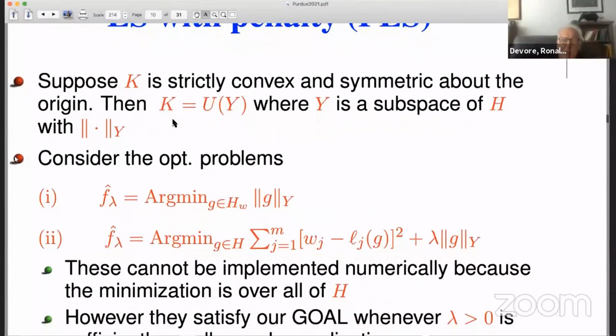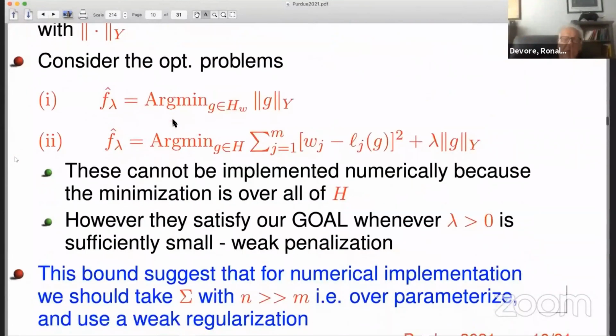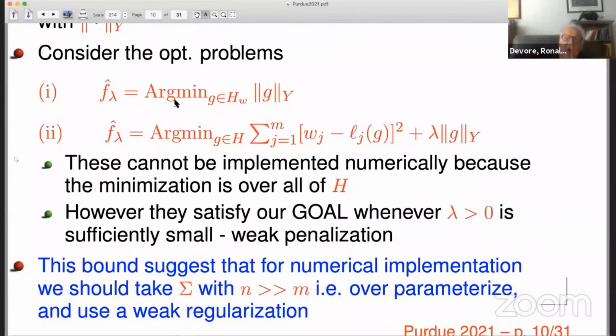So if you view it in this way, then if you solve one of these two constrained optimization problems, then you would have a near optimal solution or an optimal solution. What are these constrained optimization problems? Now, they're not numerical because I'm going to look at all functions in the Hilbert space that satisfy the data, and I'll find the one which minimizes the norm of g in Y.